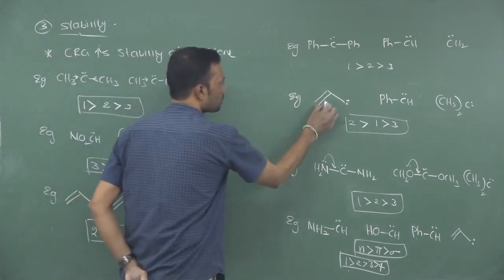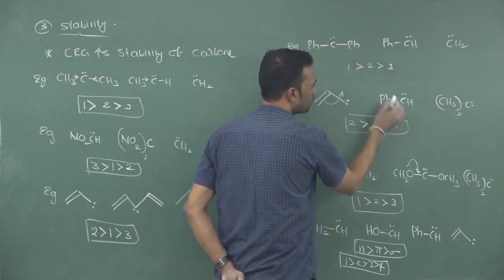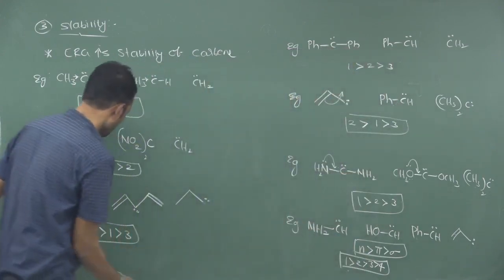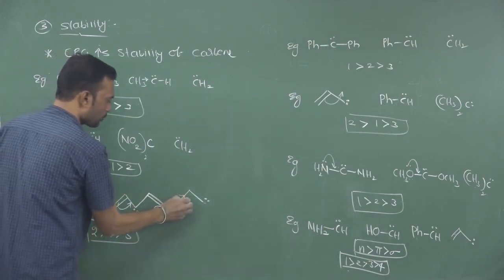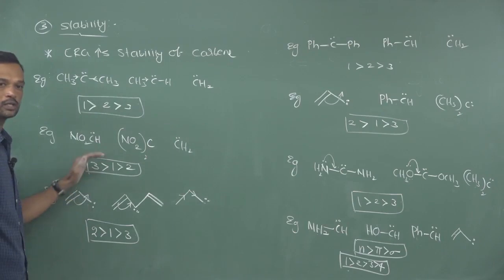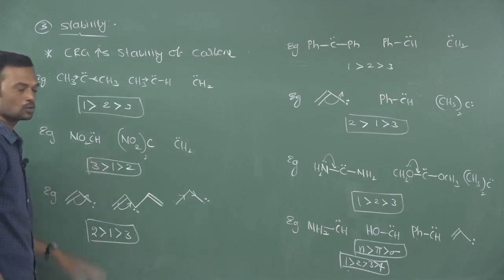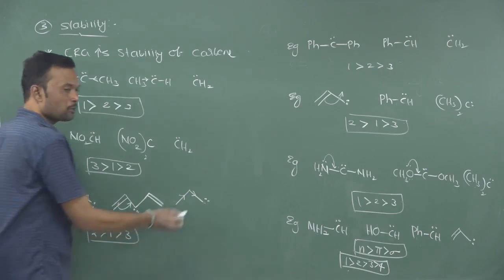It is stabilized by conjugation like this. Here also it is stabilized by pi electrons on benzene. Here conjugation, here also conjugation. Here only inductive effect. You can operate the mesomeric effect as well as the inductive effect in the case of carbenes. So don't think that it is applicable only for cations and anions. Even it is applicable for carbenes.